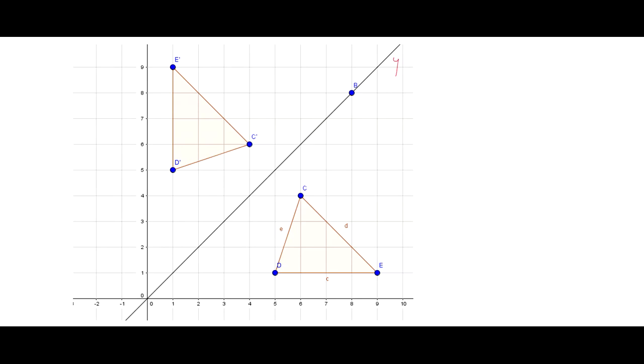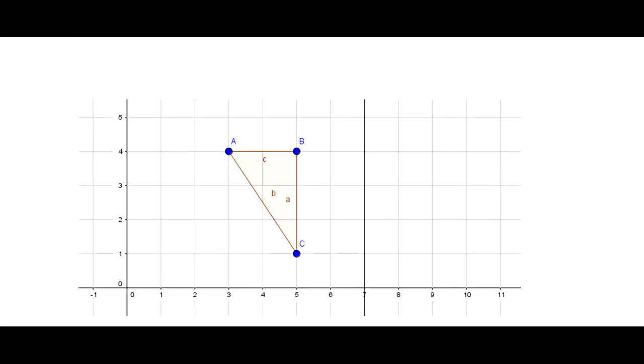So this is our line y equal to x, which is our mirror line, and this is our object, and this is our image, right? So CC prime, you know this line here is 90 degrees, and the same thing for D as well. Okay, so reflections are pretty straightforward. Let's do one last one.